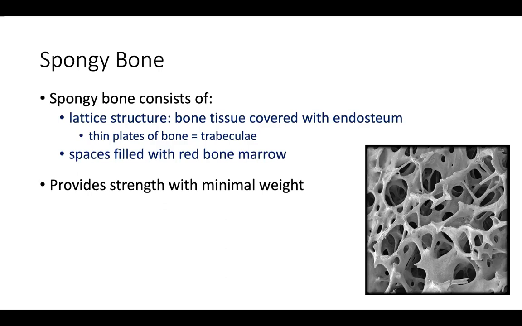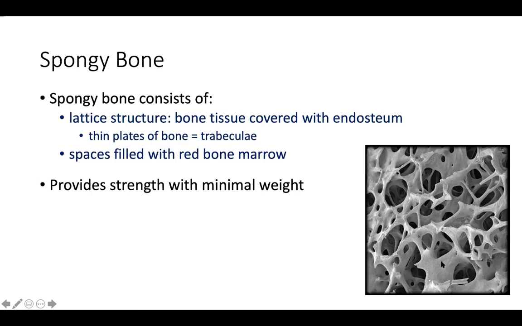It consists of essentially a lattice structure of bone. The bone is covered with endosteum. Remember, that's what's lining the marrow cavity of long bones. So it's a specific type of lining that's lining all of these pieces of bone. Those plates, the thin plates of bone, are called trabeculae. So all of these plates that you see here have a specific name. It's trabeculae. So there, that would be trabecula.